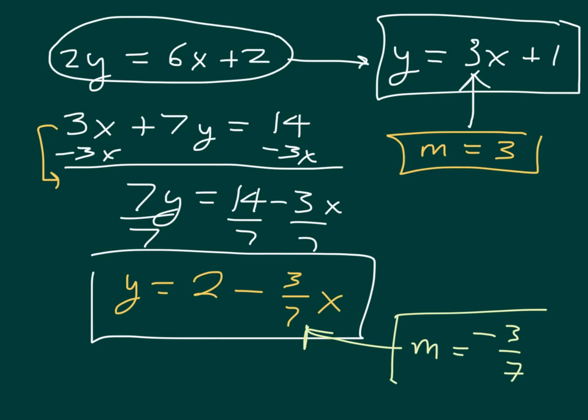Are the slopes the same? No. Are they negative reciprocals? No. So in this particular case, they are not parallel and they are not perpendicular. So the answer here would be neither. These are neither parallel nor perpendicular.